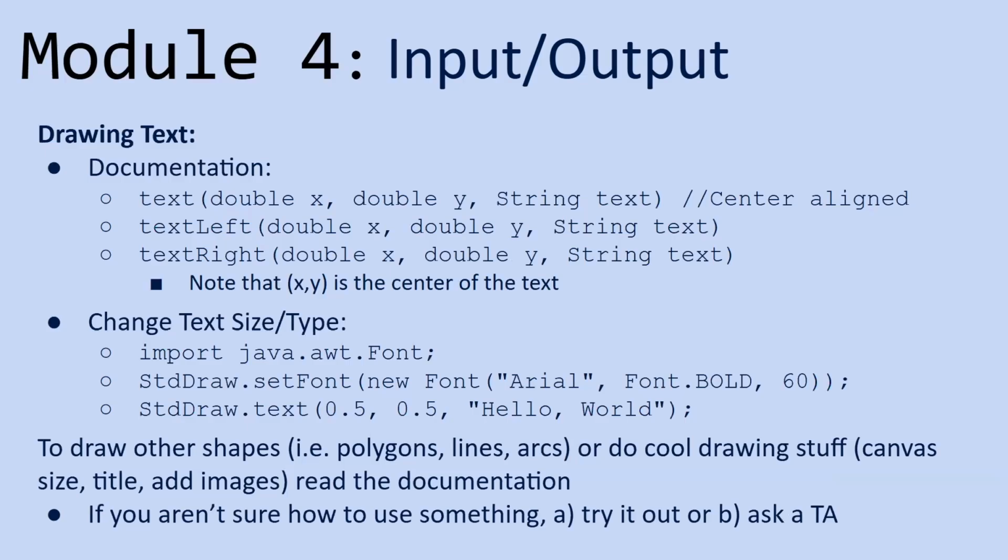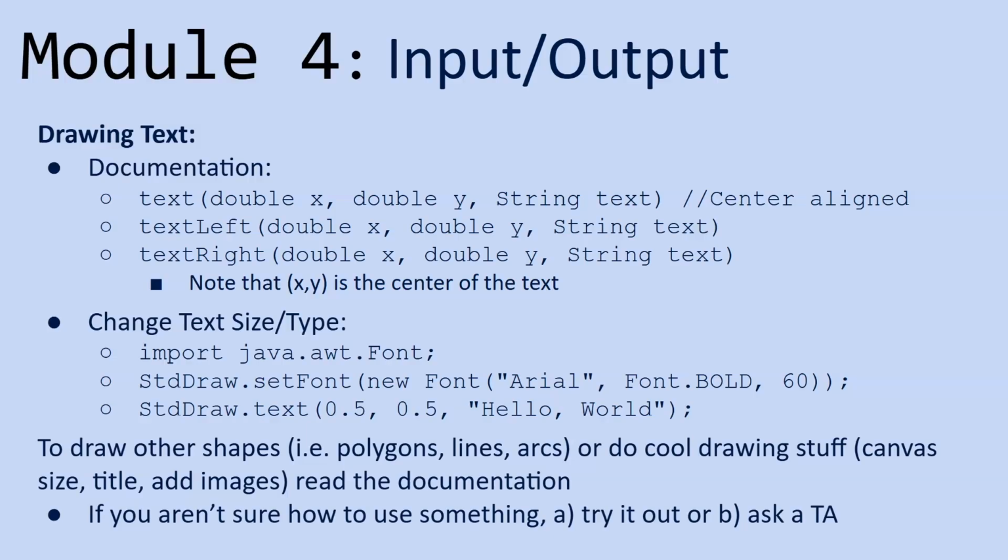And then for drawing text, it's a little complicated, but here's what the documentation says. So text, double X, double Y, string text, and that'll be center aligned by default. I believe you can also change that by instead calling text left and text right. But X and Y, as I assume you guessed, tells you the position of the text, and then string text tells you what you want to be put on the screen.